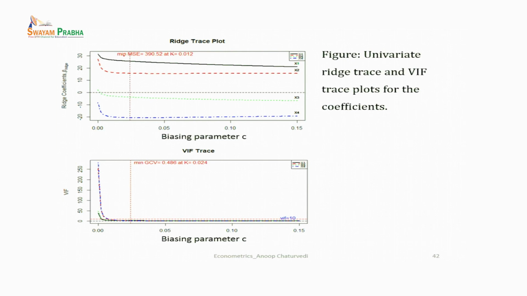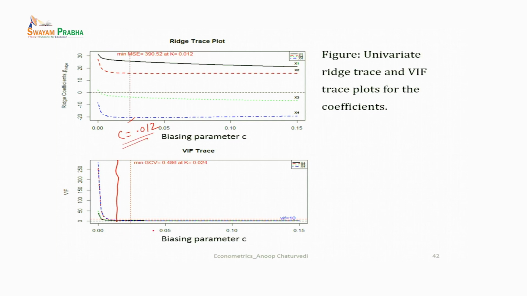In fact, after this point you observe that all the coefficients almost stabilize, for c equal to 0.012. You also observe that around the same value of c, say somewhere here, the VIF also stabilizes. So, this is how you can select the value of c, the biasing parameter, using the ridge trace plot and the VIF trace plot.